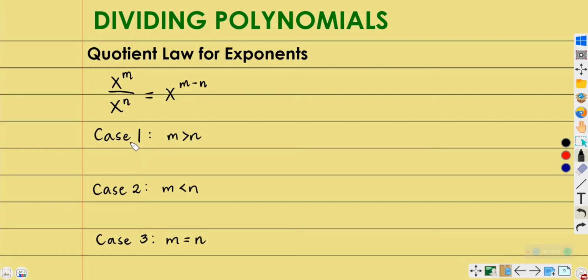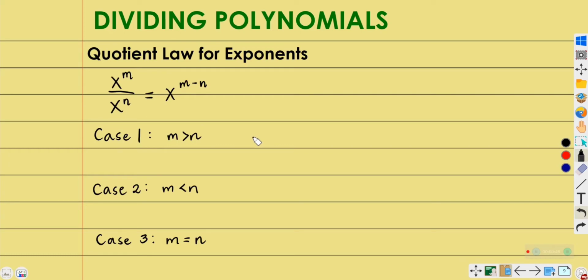So, meron po tayong tatlong cases. First case po ay mas mataas po yung exponent sa numerator. Second case, mas mataas po sa denominator. Ang third case, equal po yung exponents. Okay? So, bibigay lang ako ng mga example para ma-recall kung paano gamitin yung quotient law.